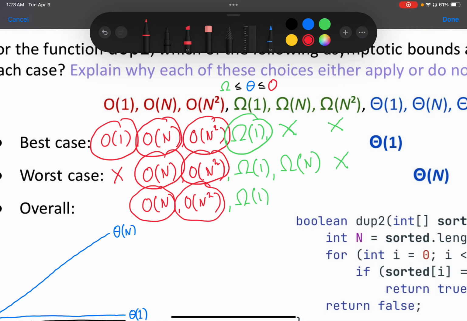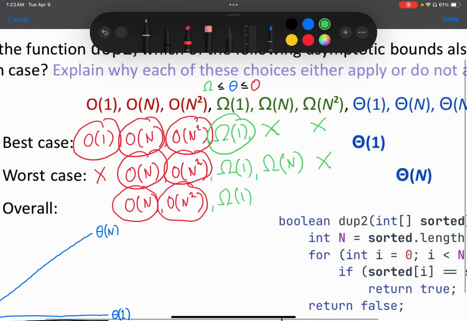Now, when it comes to analyzing worst case for big omega, we can see that big omega of 1 is less than theta n. So this is true. And when we look at big omega of n, that is about equivalent to theta n. So that case applies. However, big omega of n squared is not less than or equal to theta n. Thus, that case does not apply.